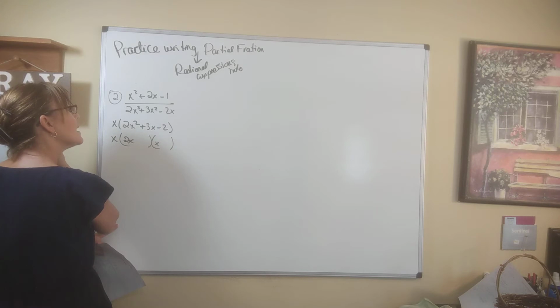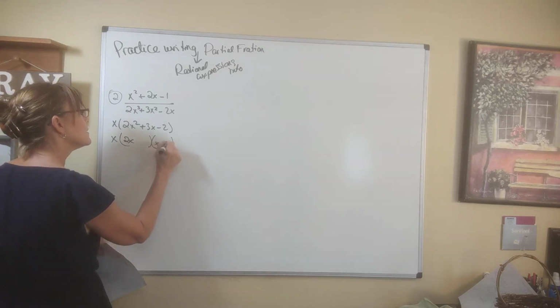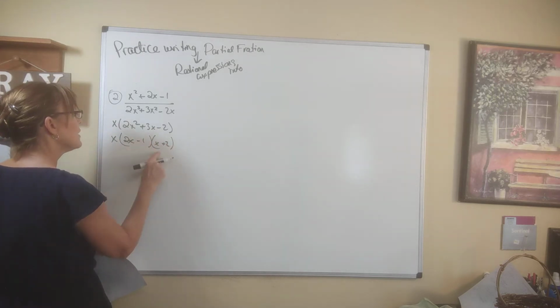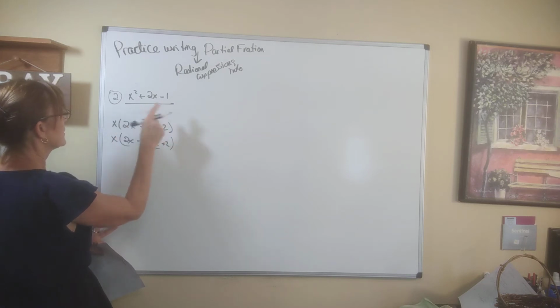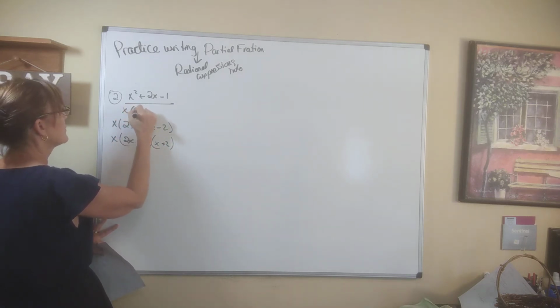Let's see, that's going to be x, this is going to be plus 2, minus 1. 2x squared plus 3x minus 2. This works. So I'm going to rewrite this into factored form. That was the next step, if you can do that. So that's helpful that we were able to rewrite it.